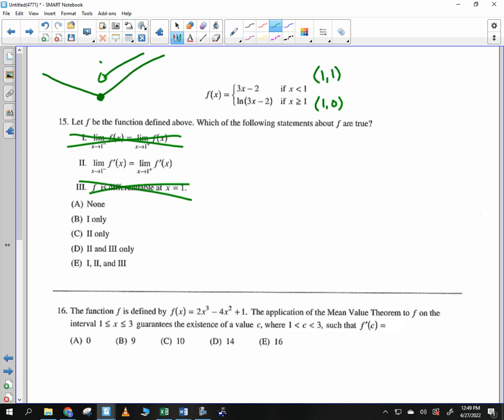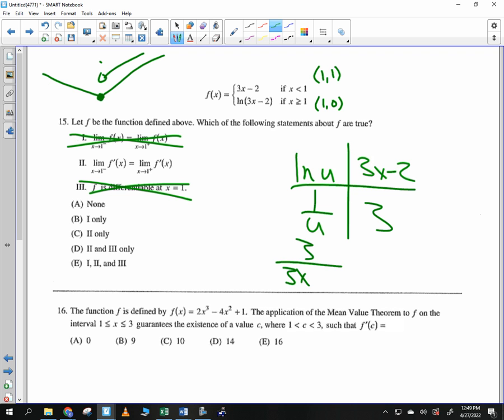So we need to check that this one says the derivative from the left, and this one says the derivative from the right. Somebody tell me, what's the derivative from the left? 3. Everybody see that? Now I'm going to check the derivative from the right. I have the natural log of u, and I have 3x minus 2. Derivative of natural log of u is 1 over u, and derivative of 3x minus 2 is 3. So I multiply them together, I get 3 over 3x minus 2.